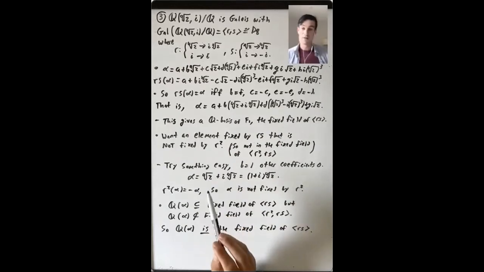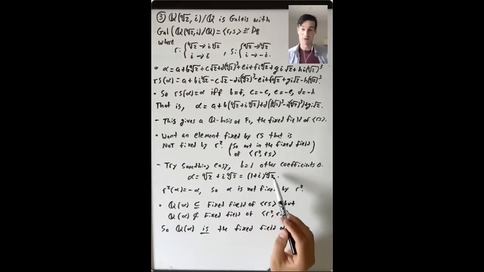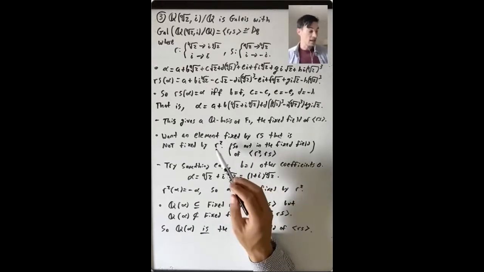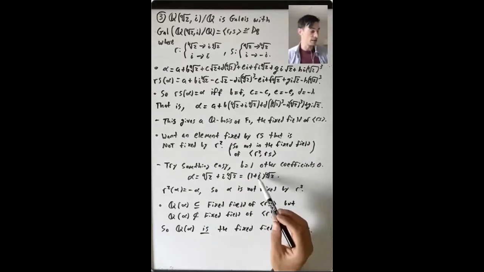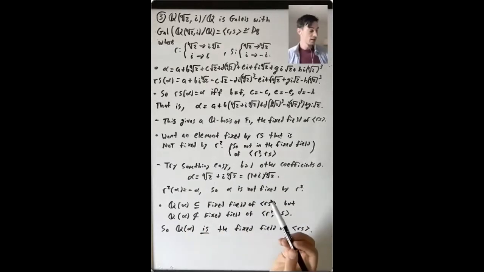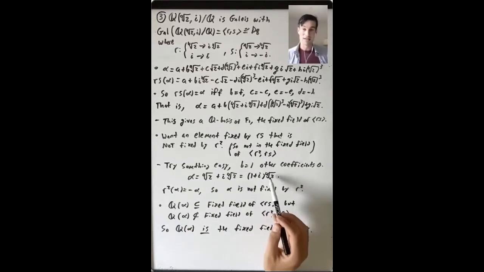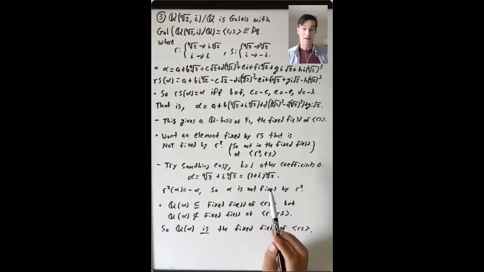So that gives alpha equals fourth root of 2 + i times the fourth root of 2, that is, (1 + i) times the fourth root of 2. Is that fixed by R squared? No. Just apply R squared and you see that alpha goes to negative alpha. So it's not fixed. Now we have this special element, and we know that this is fixed by RS. It's in the fixed field of the subgroup generated by RS.